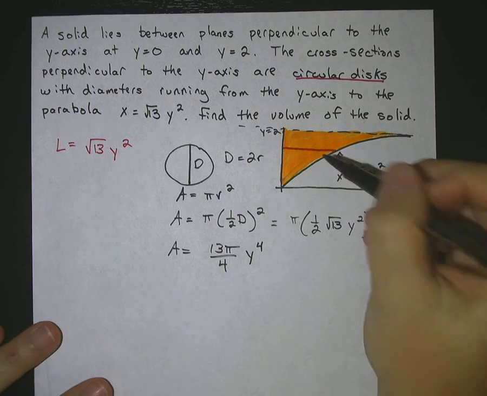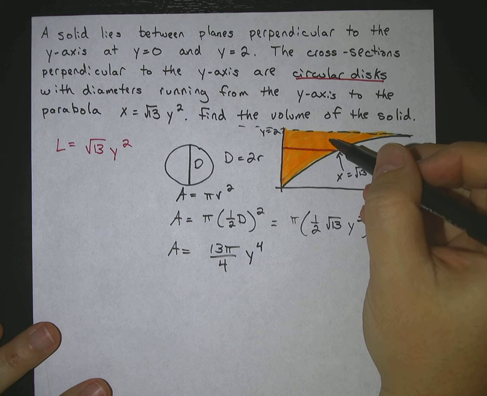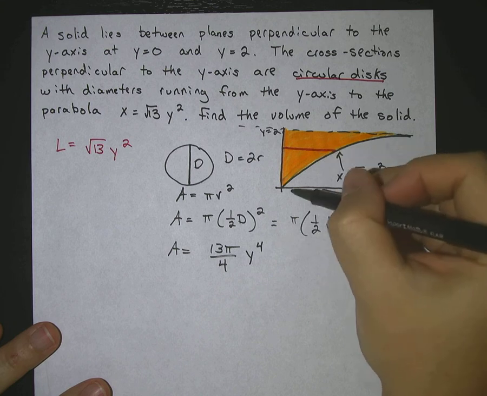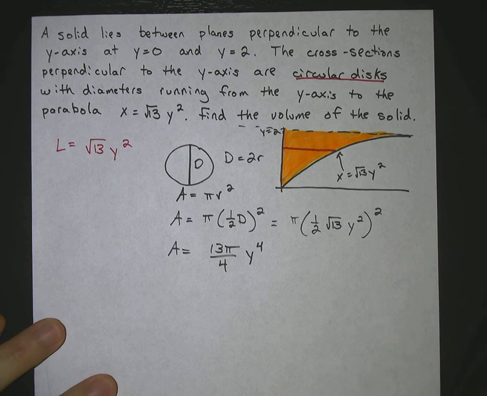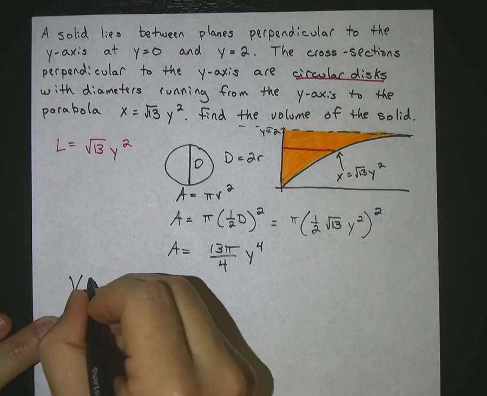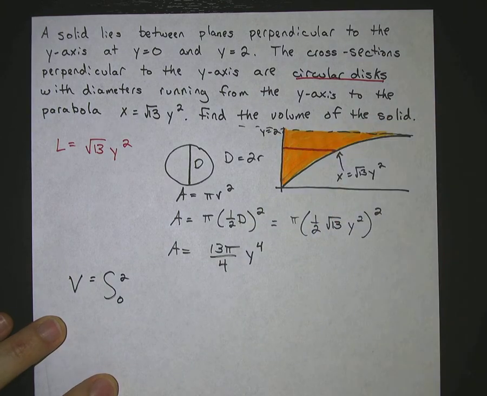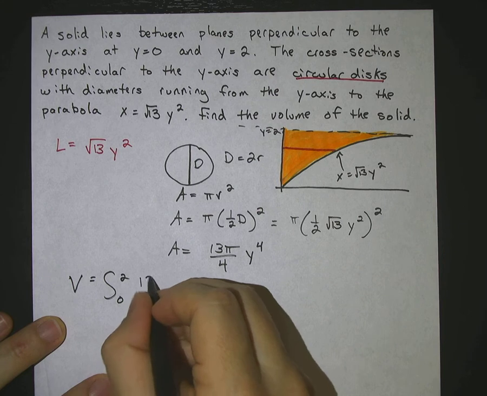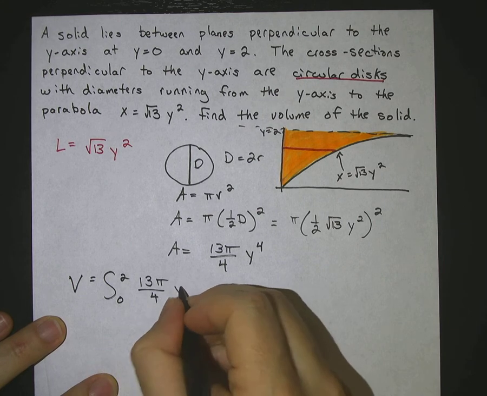As you know, in order to find the volume of a region, you integrate its area. We found the area of one of these disks. Now we'll integrate it from 0 to 2 to find what its volume is. So V will be equal to the integral from 0 to 2, our y limits, lower limit to upper limit there, of 13 pi over 4 y to the fourth dy.